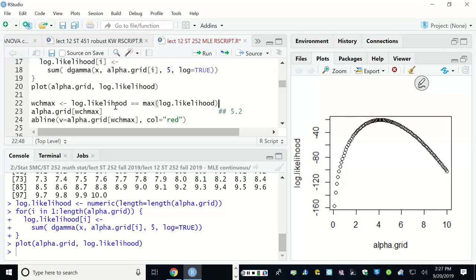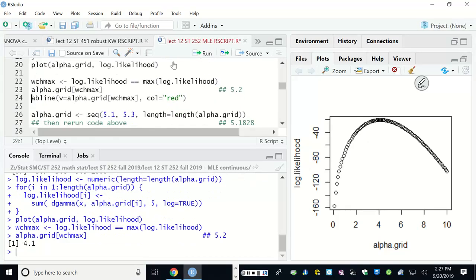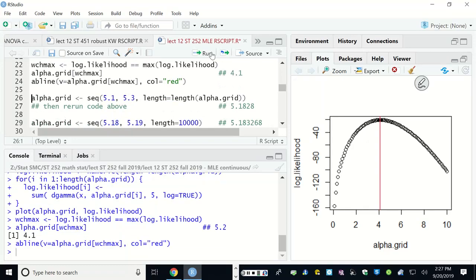Where does the maximum occur? Which point has the maximum? The maximum occurs at 4.1. So for some reason my data is different than when I simulated it. It's possible that I ran it and then I changed something and reran it again, so I ended up with numbers that didn't match my code.